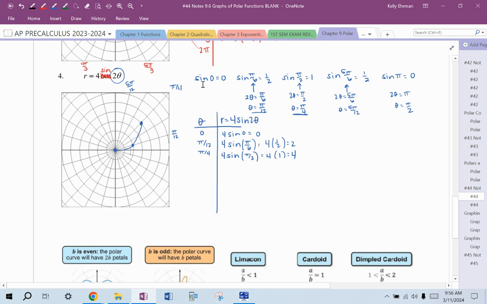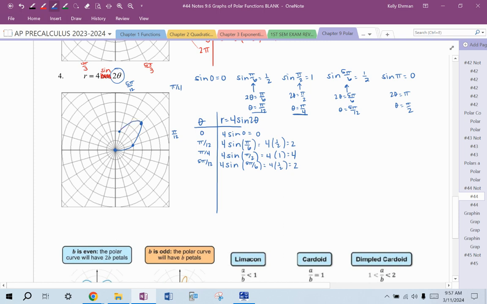So again, you could use symmetry. The next point that's at the next pi over 12 point, the 5 pi over 12, should be at 2, but let's confirm that by plugging it in. So 5 pi over 12, I get 4 times sine of 2 times 5 pi over 12, which is 5 pi over 6. What's the sine of 5 pi over 6? 1/2. So we get 2. So see, we're getting this little symmetry here. So we do get 2.